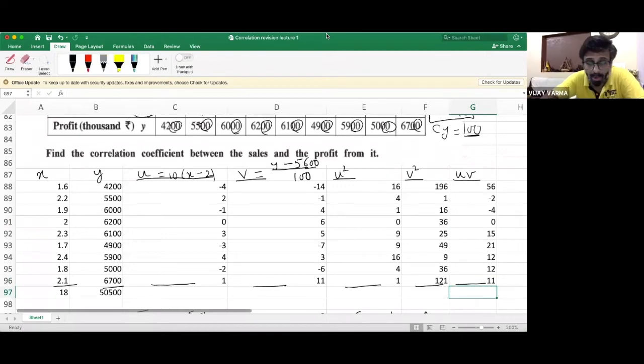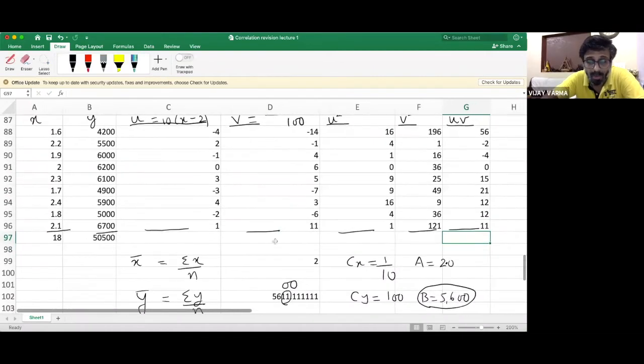Very good. Now all of you do the totals, and I'll ask any one of you the totals. I'll give you 1 minute. All of you do the totals.